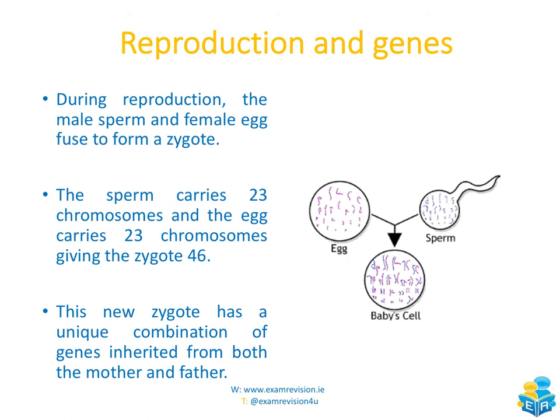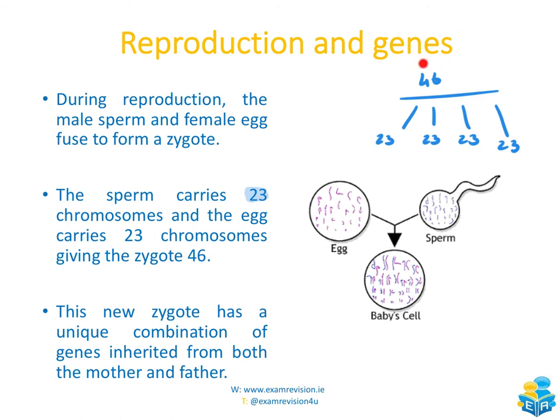Now, where do these chromosomes actually come from? Well, during reproduction, the male sperm and the female egg will fuse to form a zygote. So the sperm is going to carry 23. If we think of an existing cell normally having 46, the sperm and the egg will undergo cell division known as meiosis. That will give us four daughter cells, each one having half the number of chromosomes as the original parent cell or the mother cell. So each one is going to have 23. Meiosis is a particular form of cell division, which specifically involves the sex cells.